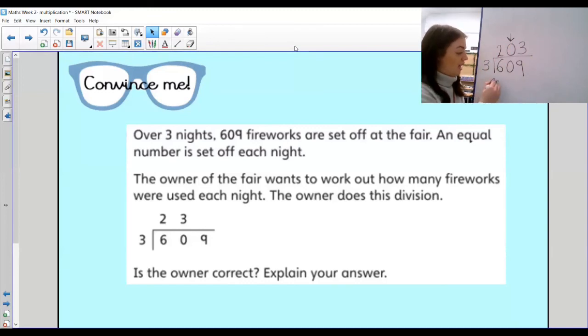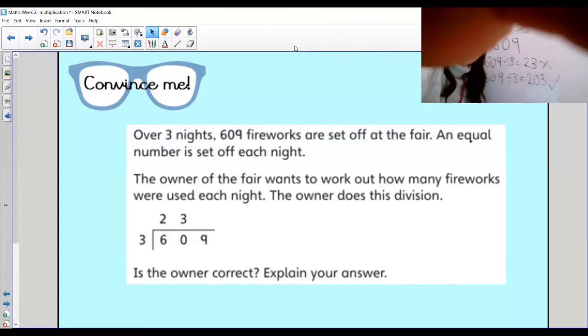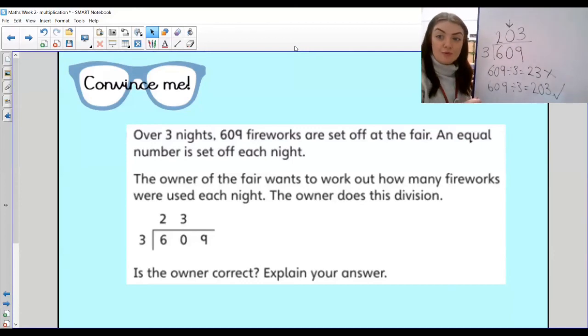Because 609 divided by 3 isn't 23. 609 divided by 3 is, in fact, 203. So you can see how important that 0 is in that working out. So just a little note to your brains, if there are no 10s, you still need to put your 0, because I can make no groups, but I still need to keep all the other places in their correct position. Well done to you if you realised that.